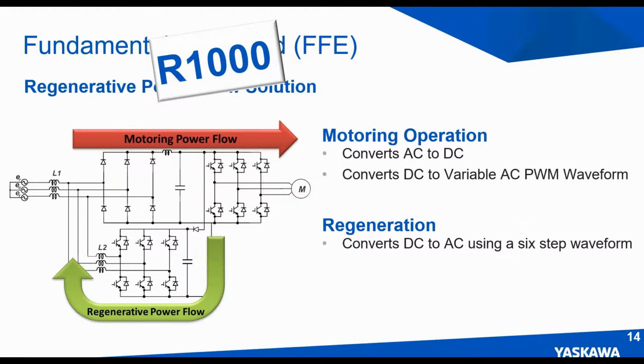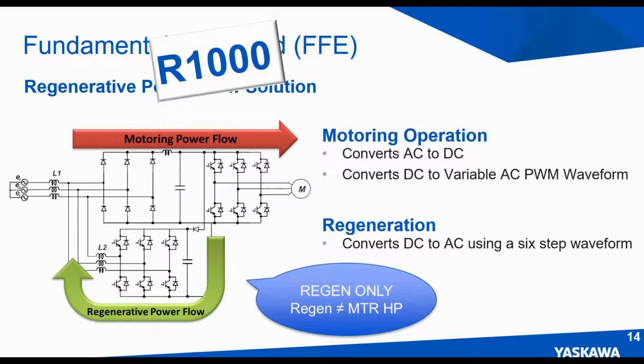Here's an example of the power flow for the R1000. As you can see, the drive itself still handles the motoring power. However, during regen, the power is diverted from the DC bus through the R1000 back onto the line. So the R1000 needs only to be sized for the application's regenerative energy needs and not the motoring power itself. Motoring power is taken care of by the drive. The R1000 does not need to be sized for the motor horsepower.